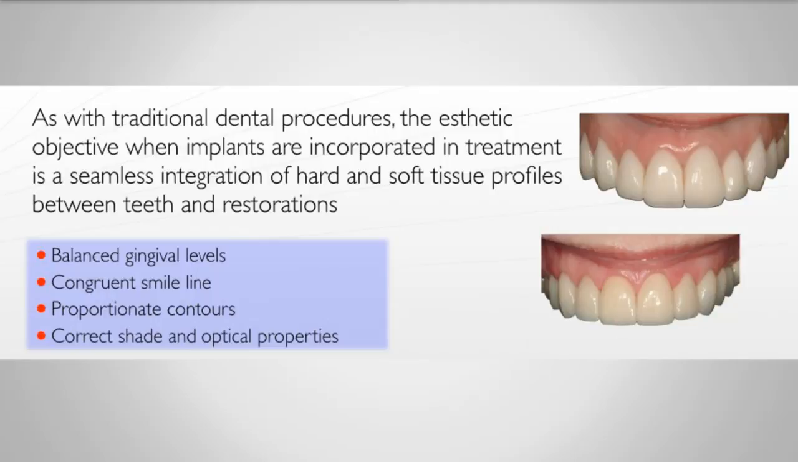What we're trying to do is integrate seamlessly with other restorations, veneers, crowns, and natural teeth. And we're doing that in four ways. We're trying to create balanced gingival levels, a congruent smile line, proportionate tooth contours, and correct shade and optical properties. Probably the most difficult one when you're integrating implants is the balanced gingival levels, and that's what this technique is all about.